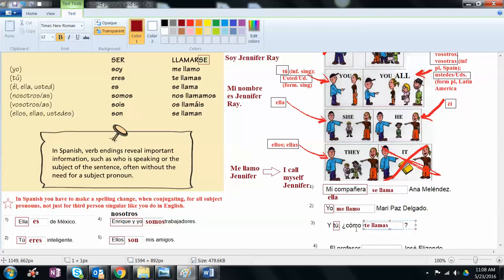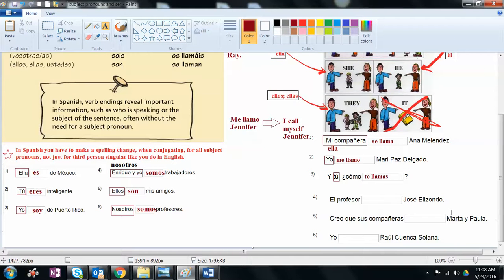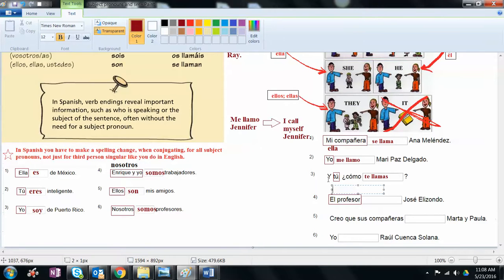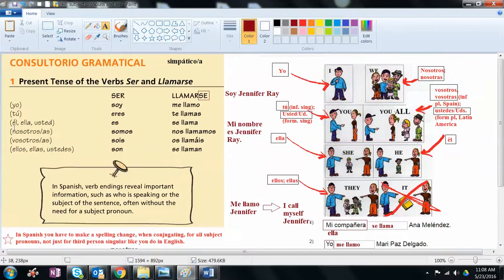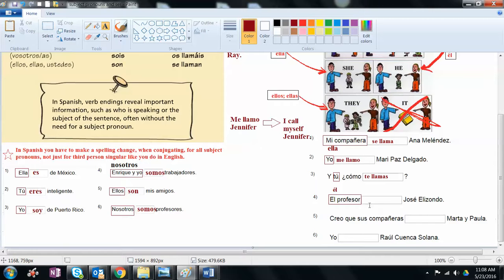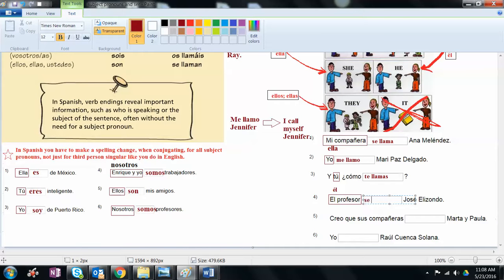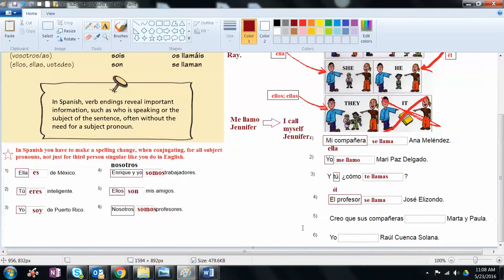¿Cómo te llamas? Okay. Here, el profesor José Elizondo. Okay, so again, my subject is el profesor. That's the same thing as he. The professor or he calls himself José Elizondo. Okay, so that would be él. So if I go up here and I find él, it's se llama, so I would put el profesor se llama José Elizondo.